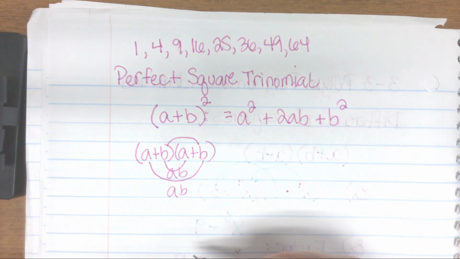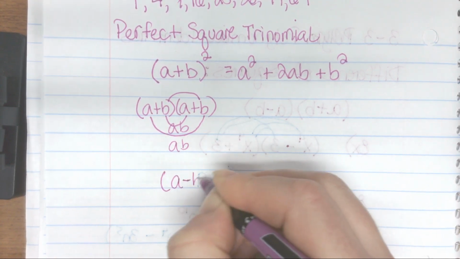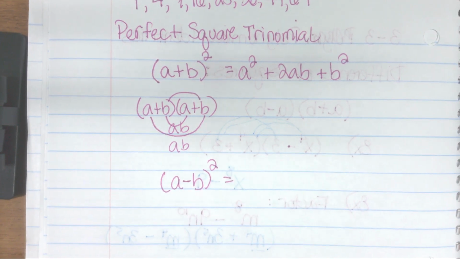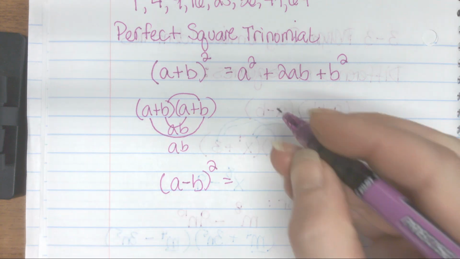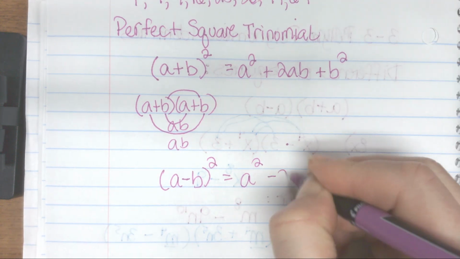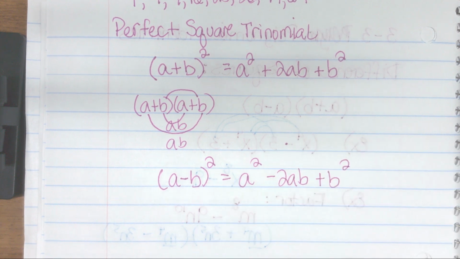What do you think then? What would be the only difference if it was a minus b squared? Aiden, what would be the only difference in that? Oh, 2 Aidens. I got 2 Aidens. Either one. You say it. You started first. The 2ab would be? Minus. Yeah, the only difference would be the middle term would be a minus there. Okay. So perfect square trinomials are our second type.